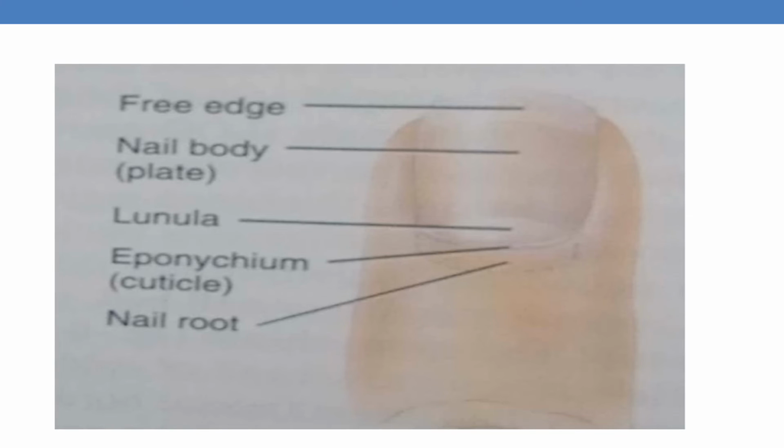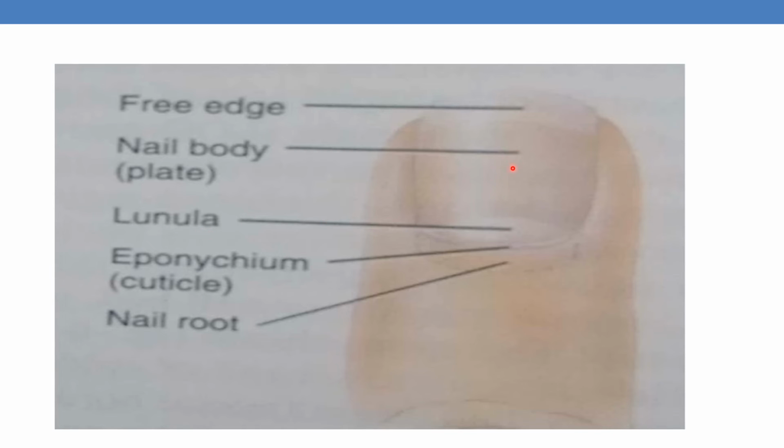So this is the diagrammatic representation. This is the entire nail. The top one is the free edge, the next is the nail body, and the next is the nail root. This crescent shaped white area is nothing but the lunula.